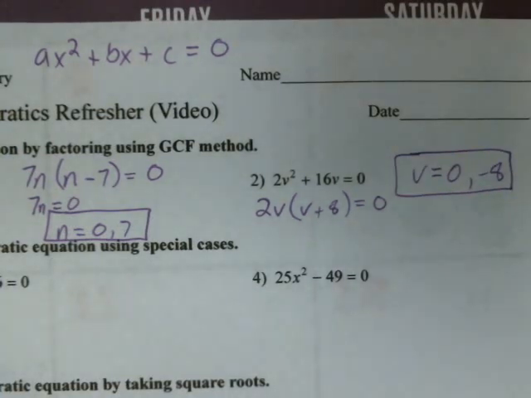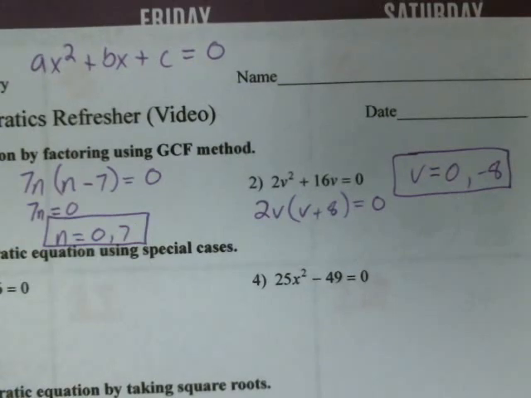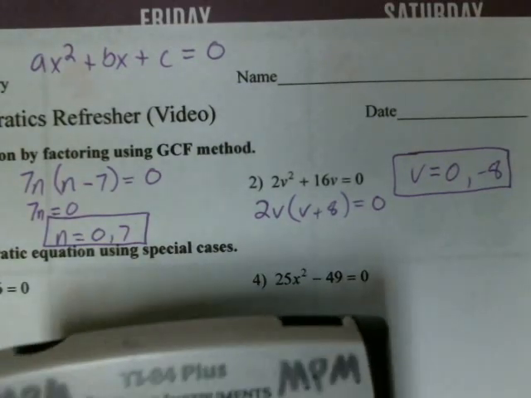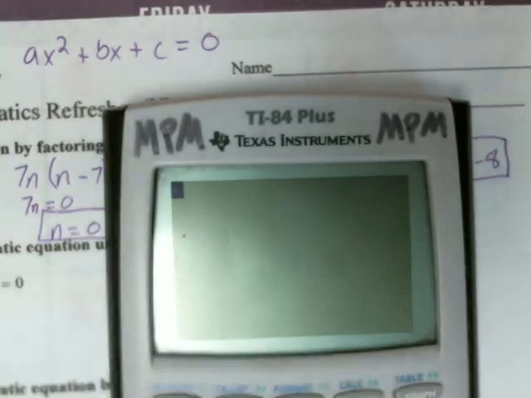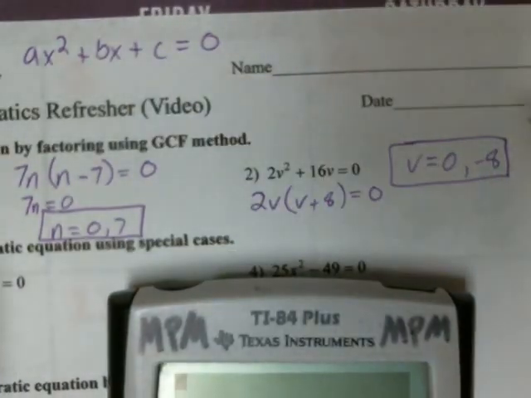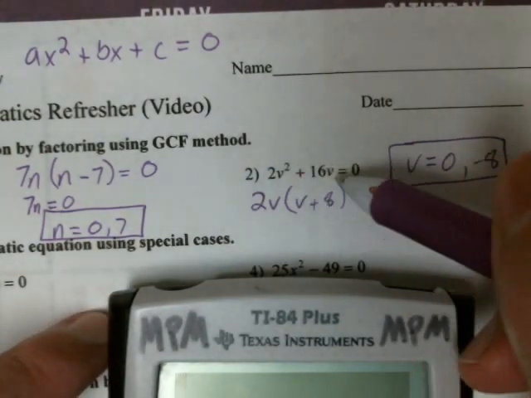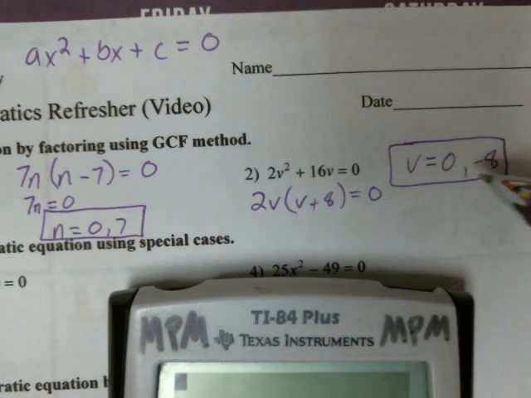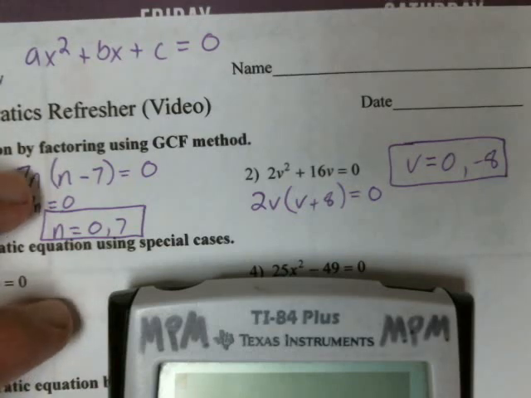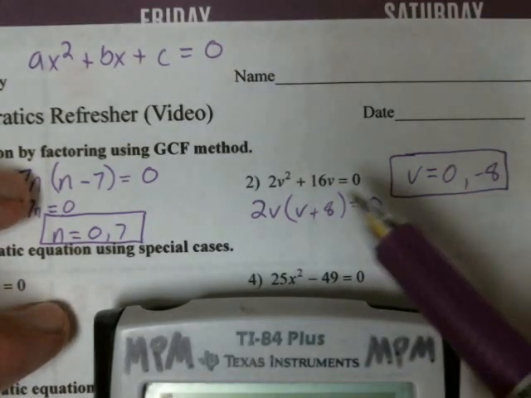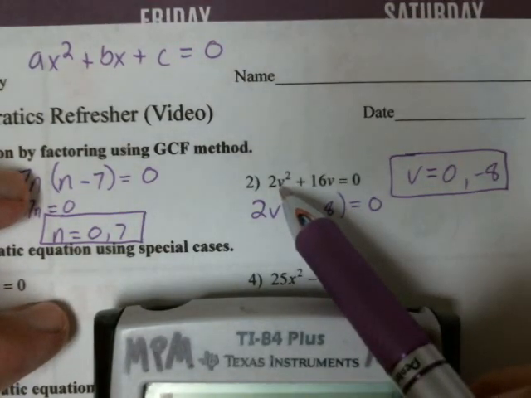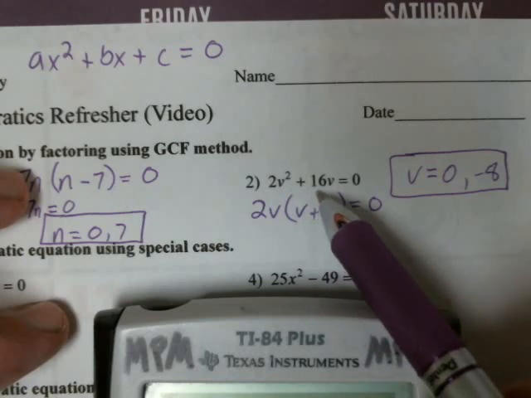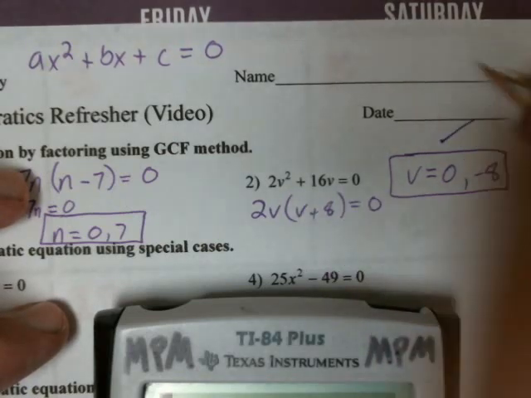Now, I want to show you how to check this. How do I check this? I'm going to do this on my calculator. I'm going to take my answers and plug them back into the left side and see if I equal 0. We are saying that there are two numbers on planet Earth that we can stick into this equation that will equal 0. Well, let's check it. If I plug in a 0, 2 times 0 squared is 0, plus 16 times 0 is 0. 0 plus 0 is 0. So good, 0 works.